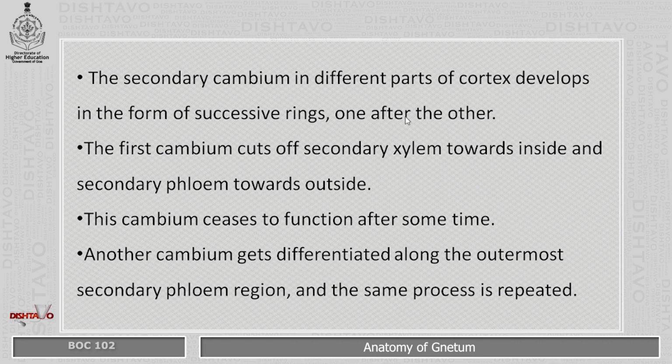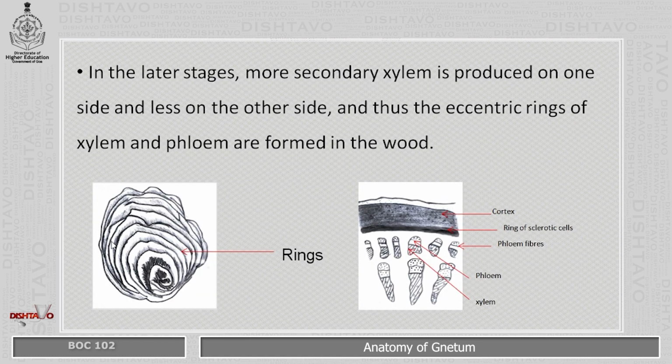So in the case of secondary growth here, the first cambium cuts off secondary xylem towards the inside and phloem towards the outer side. This cambium ceases to function after some time, and after that another cambium is formed which again gets differentiated along the outermost secondary phloem region, and the same process is repeated. As we can see in this diagram, all these are the rings which are formed by the cambium.